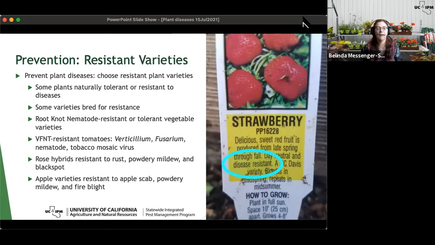You can find root knot nematode resistant vegetables. You can find Verticillium, Fusarium, nematode, tobacco mosaic resistant tomatoes. You can find roses that are resistant to rust, powdery mildew, and black spot. And you can find apples that are resistant to apple scab, powdery mildew, and fire blight. Check the plant tag when you shop for plants to see if it says it's disease resistant, like on the strawberry tag.